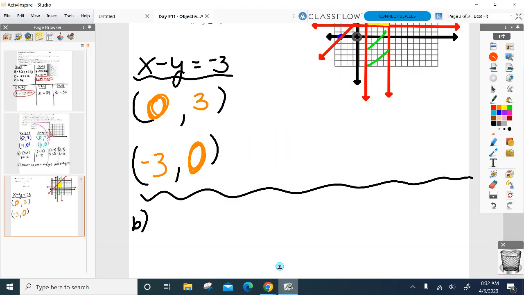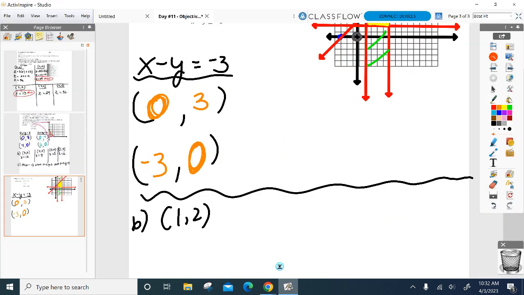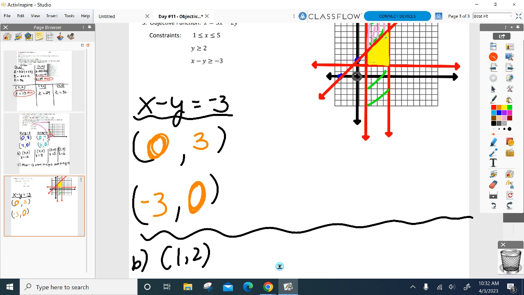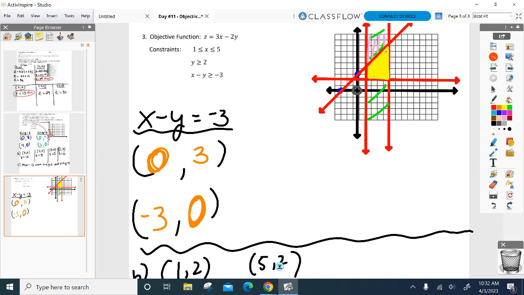Rifle off a point for me. 1, 2 works. How about another point? What's another point that makes up the shaded region? 5, 2 works. Good. So here's what we got. We got 1, 2, this one right here, and we got 5, 2. So we got those 2 points already, everybody.